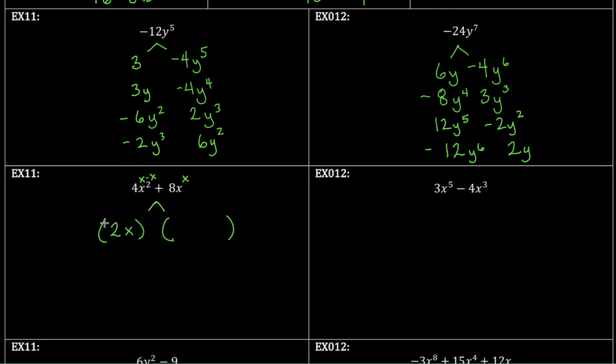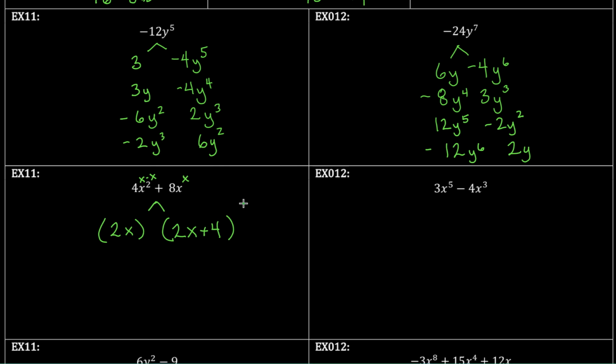And then it'll be 2x times, well, 2 times what is 4? 2 times 2 is 4. X times what is x to the 2nd power? X times x. 2 times what is +8? +4. We have a 2x times 4 is 8x. We don't need any more x's. We have an x, we need an x, we don't need any more.